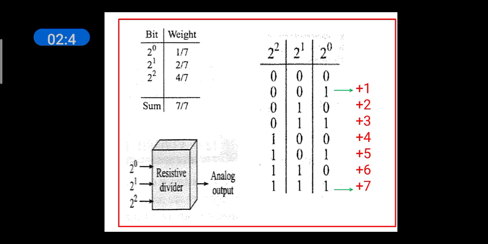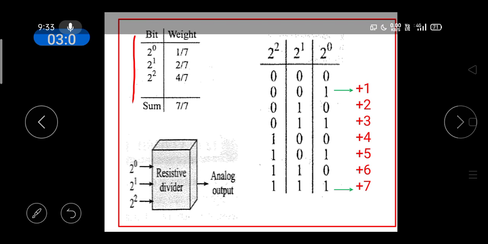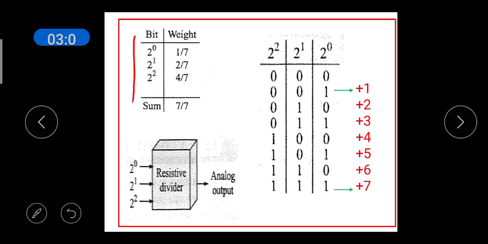Now, we have to construct a resistive divider which has 3 digital inputs, 2 power 0, 2 power 1, 2 power 2, and which will be producing one analog output. So, in this table, it is shown that 2 power 0 bit has a weight 1 by 7, 2 power 1 has a weight 2 by 7, and 2 power 2 has a weight 4 by 7. If you add all these bits, the weight will be 7 by 7, which is equal to 1.